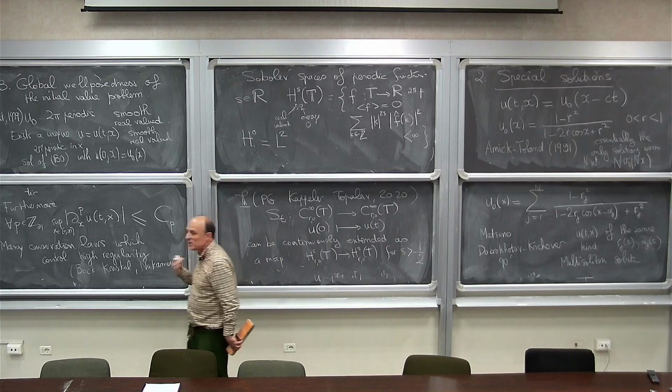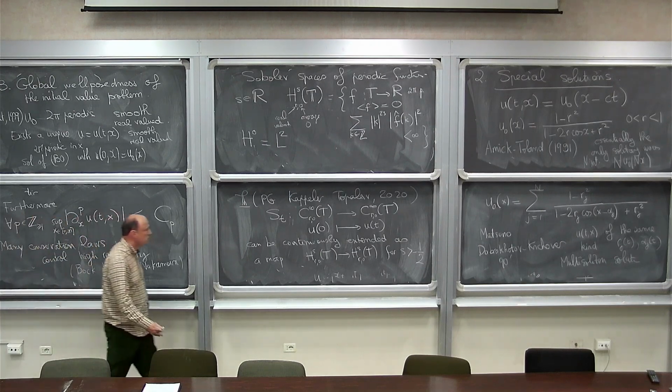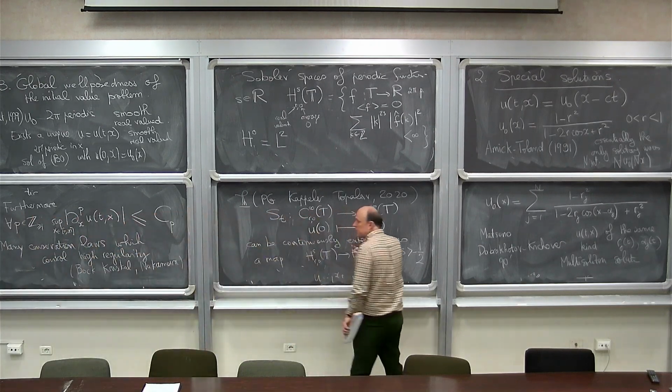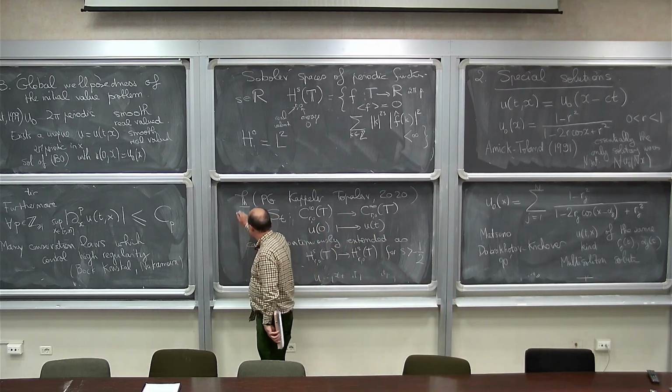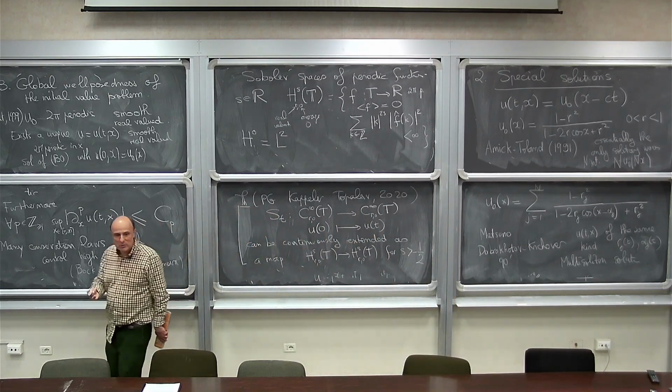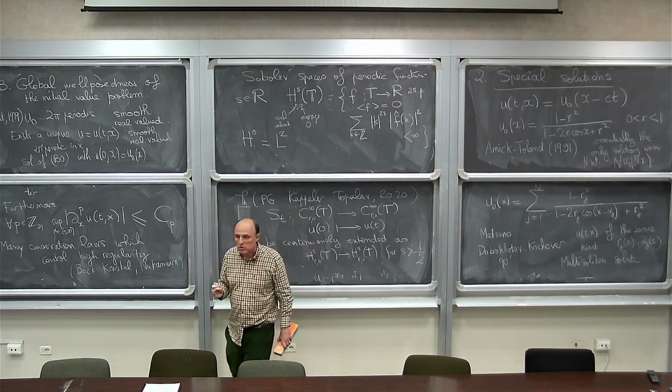-1/2 corresponds essentially to the regularity of the Dirac mass. The Dirac mass is in H^(-1/2 - epsilon) for all epsilon positive. So this is absolutely unauthorized. You cannot solve this equation with the Dirac mass. But you can solve for H^s for s bigger than -1/2.